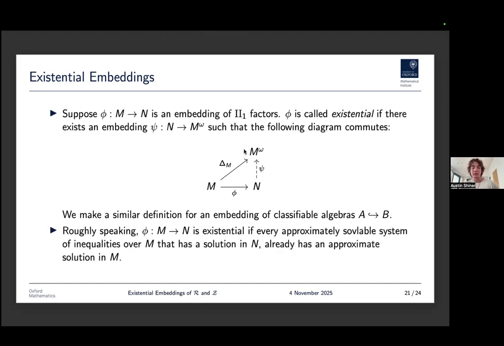So roughly speaking, from a model theory perspective, an embedding is existential if for every approximately solvable system of star polynomial inequalities which have coefficients in M, if that has a solution in N, then it must already have some approximate solution in M. So it lets us lift solutions in N to approximate solutions in M.